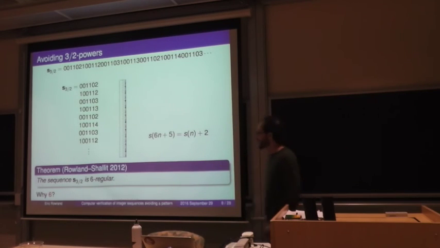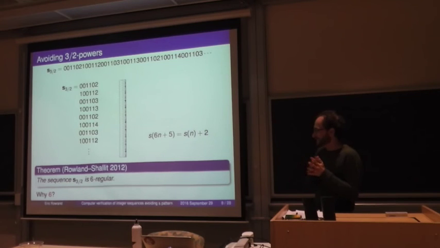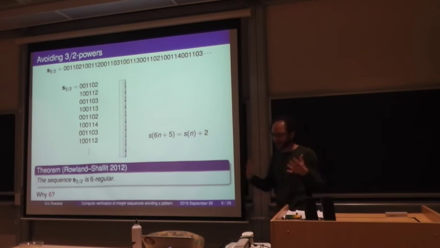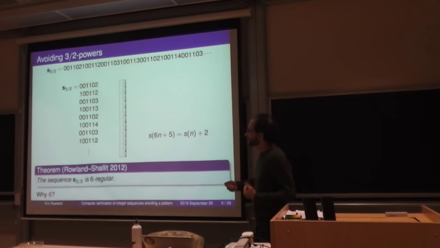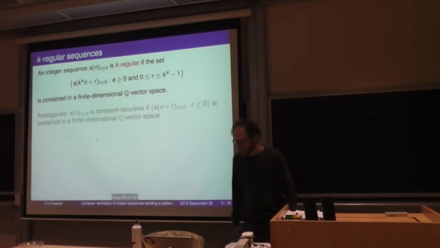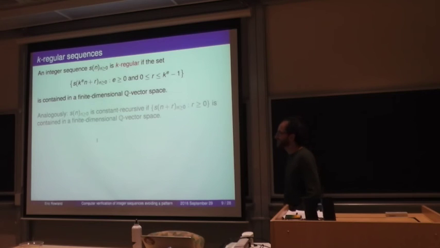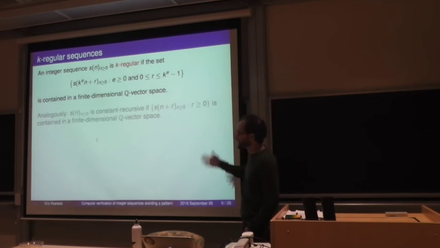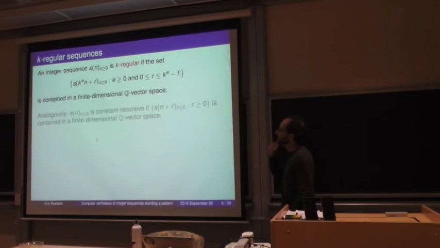So my question was, why 6? If you're avoiding fifth powers, it sort of feels right that you have to look at the base 5 representation of n. But if you're avoiding 3 halves powers, why is it the base 6 representation of n and not some other number? 3 times 2. Yeah, 3 times 2. Is it 3 times 2? So it's not 3 times 2. It'd be really nice if it were just 3 times 2. I wouldn't be giving a talk then, I think.